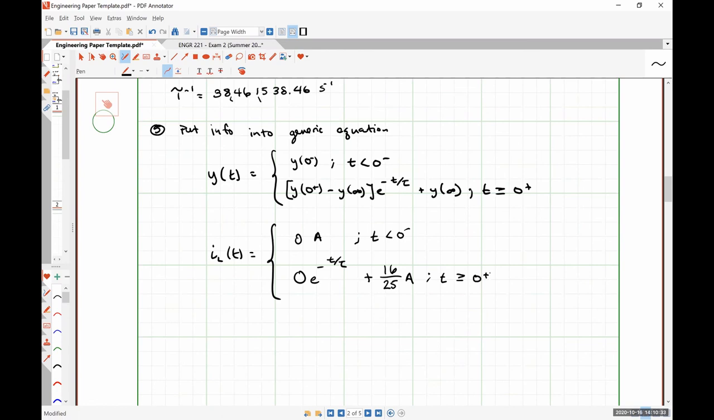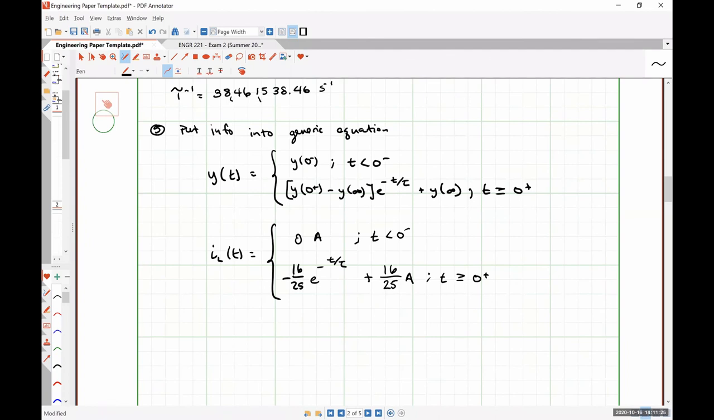So recall that the current flowing through an inductor cannot change abruptly, meaning that if we evaluate this function at t is equal to zero minus and t is equal to zero plus, we should get the exact same answer, right? So at t is equal to zero minus, obviously we get 0 amps. At t is equal to zero plus, with this expression, we get 16/25. And zero and 16/25 are not the same thing. So there's an issue. That's why we have to do zero plus minus what's going on at infinity. So the correct expression should be minus 16/25 here, like so.